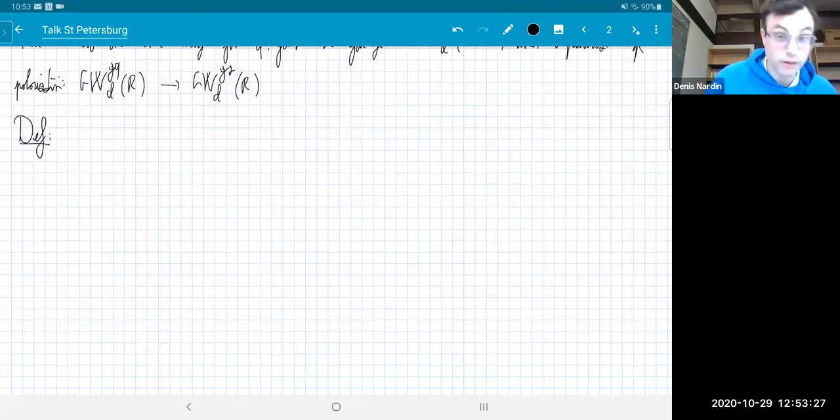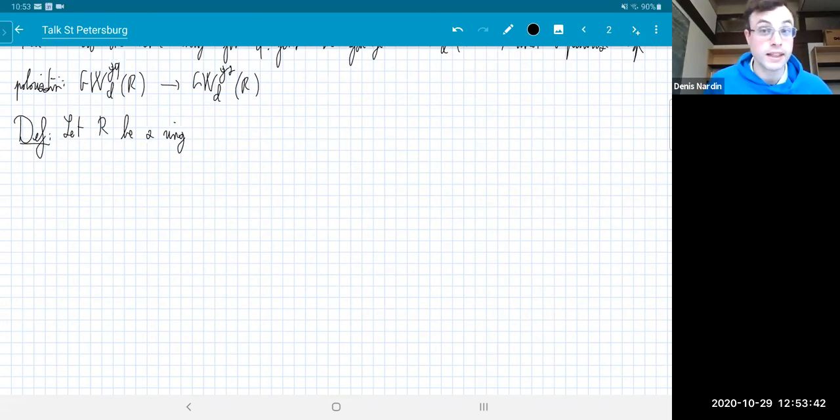So let me define. I'm going to define a special case of this. We define it more generally for all stable infinity categories, but I will concentrate on rings for now. So let R be a ring. Now note that there is no commutative in front of it anymore. This works for any ring. So then, Poincaré structure.